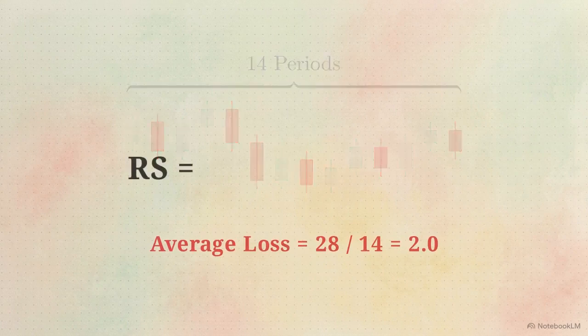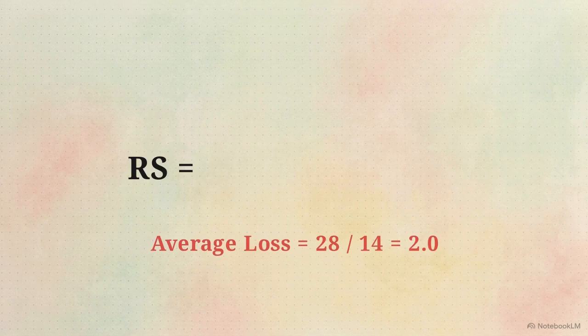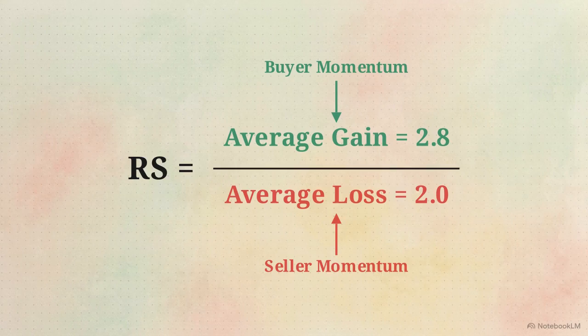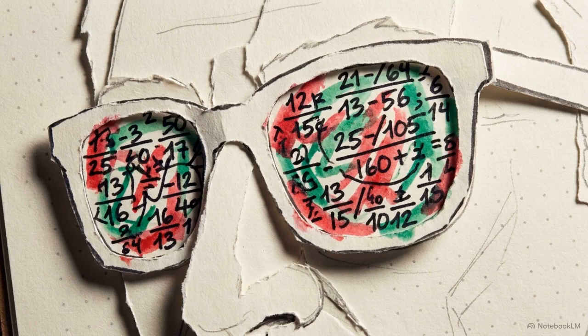This leads to the relative strength ratio, or RS, a direct head-to-head comparison, placing the average gain of 2.8 over the average loss of 2. This ratio reveals exactly how much momentum buyers have compared to sellers. However, raw fractions are volatile and difficult to interpret quickly during a live trading session.